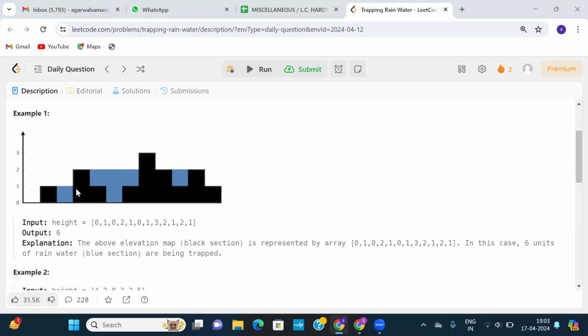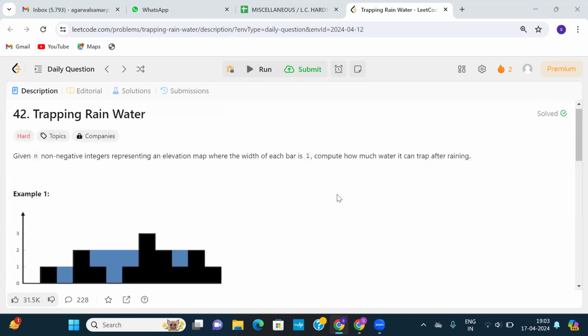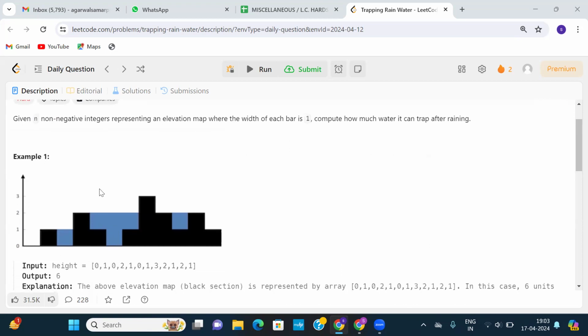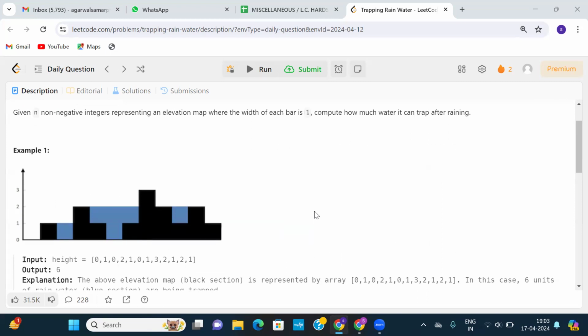So these black portions are the bars, which you can now easily understand. The width is always 1 and the height is given in the form of a vector. So we are given the width and the height of the bars, and we have represented them in this way. Now the question asked is how much water it can trap after rain. How can we find how much water can be trapped?